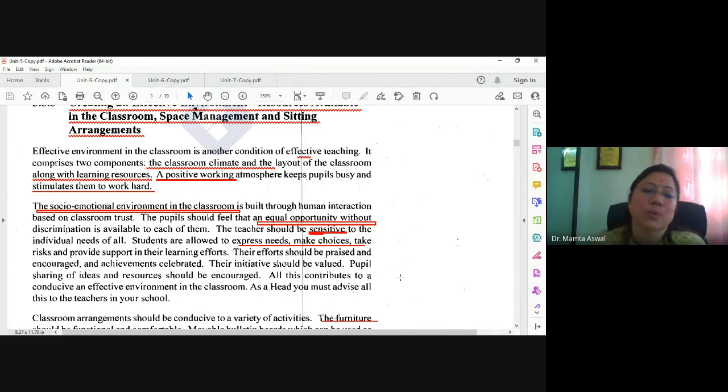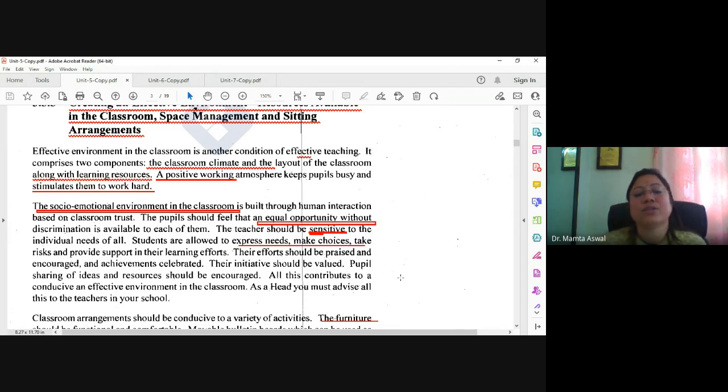If you're asking a question or doing a certain activity, every child wants to do that. So you will provide equal opportunity to all the children. No discrimination with the children on the basis of caste, creed, color, sex, anything. No discrimination among the children. This will help the teacher build the social emotional environment inside the classroom.